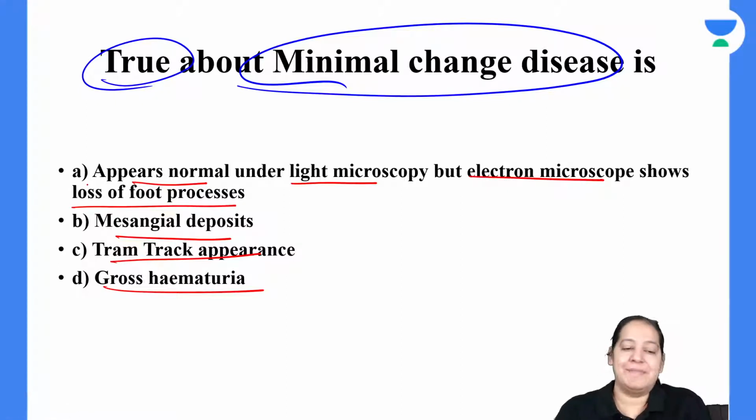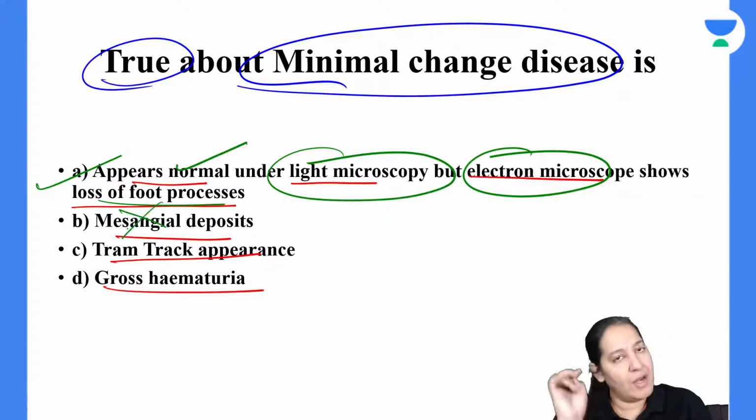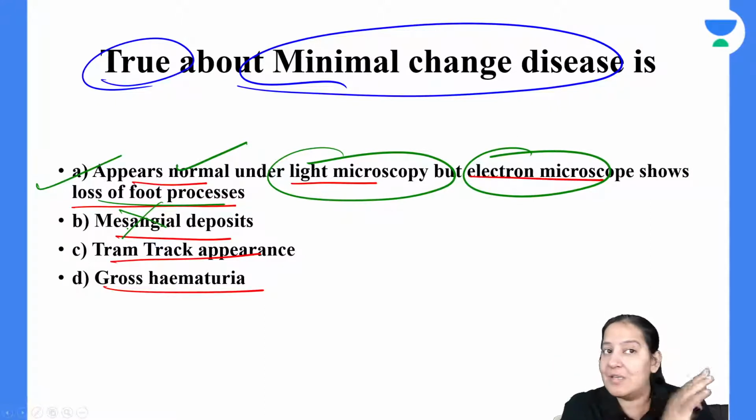So Rishinika, you are absolutely right. The correct answer among these is A. Yes, on light microscopy it is normal, and on electron microscopy there is loss of foot processes. This statement is right. But there are no deposits, none of the locations have deposits. So mesangial deposit is a wrong option.